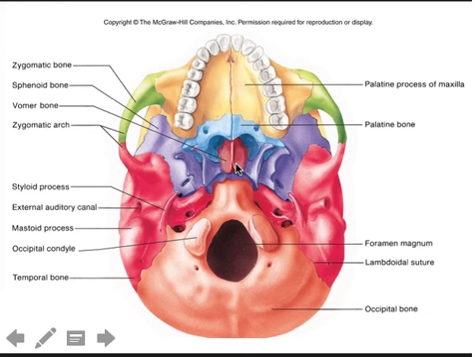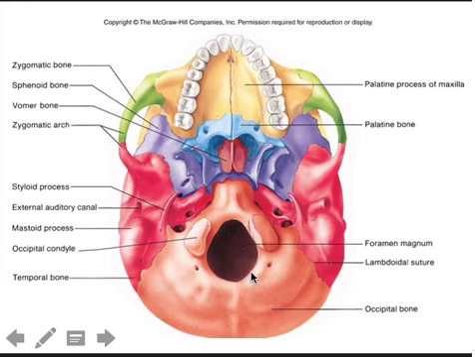And this, of course, is the vomer, which forms the lower part of the nasal septum, the palatine bones, which form the back third of the hard palate, and, of course, the maxillae, which form the anterior two-thirds of the hard palate and the upper jaw. Here you can see the zygomatic bones as well. The occipital bone, of course, here in sort of light orange.